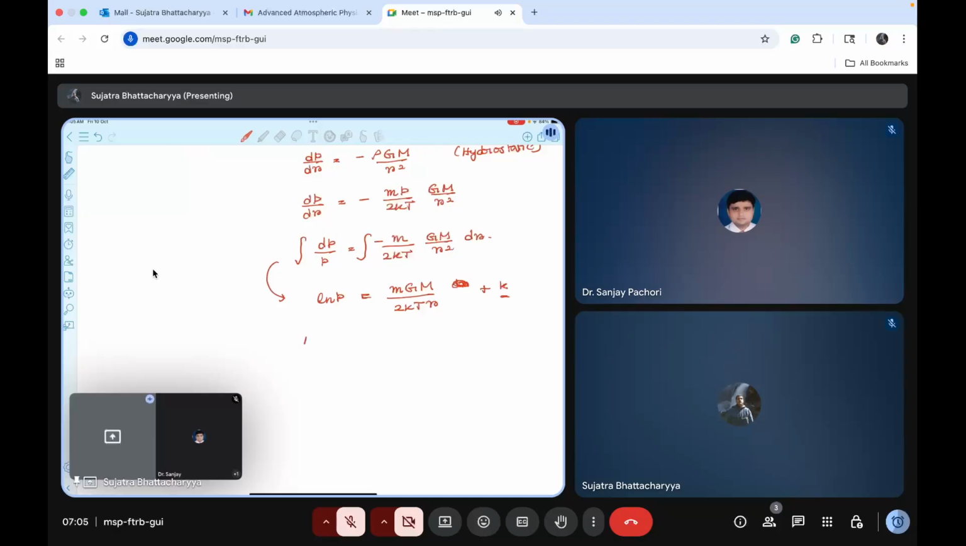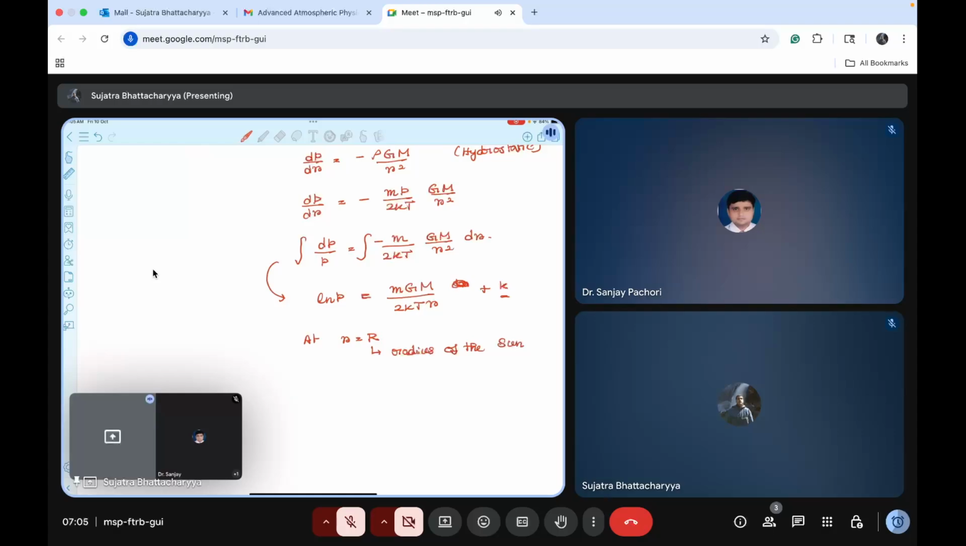Now we will put some limits at p is equal to p naught, that is, r is equal to capital R. At r is equal to capital R. What is capital R? It is the radius of the sun.